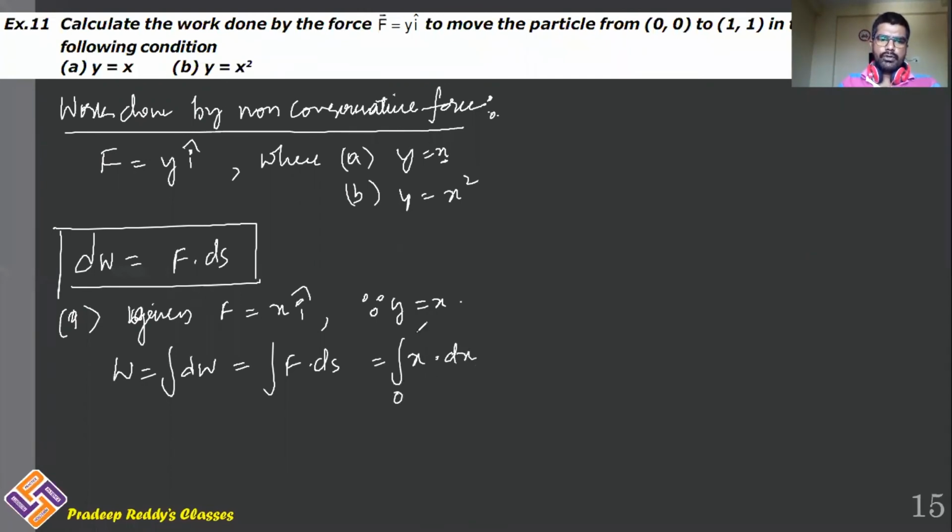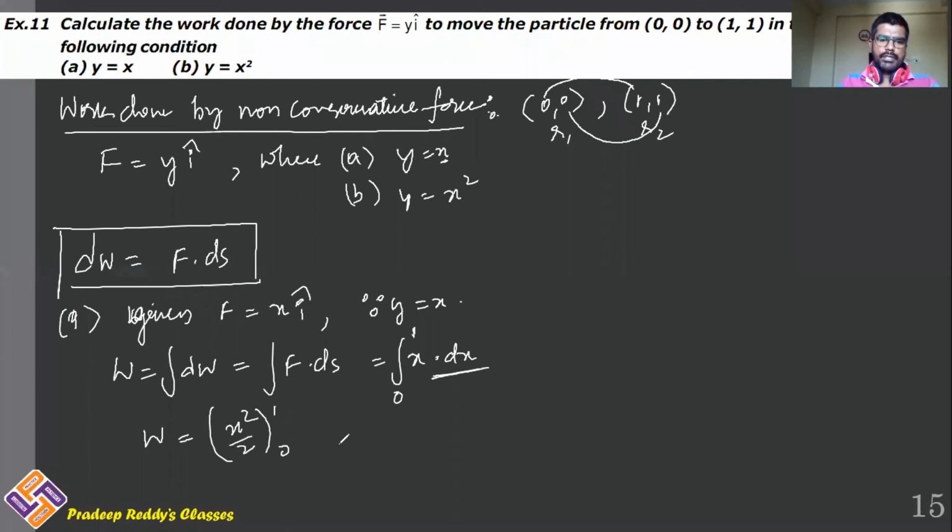Limits are from 0 to 1, since the particle is starting from 0, 0, that is r1. The final position is 1, 1. This is r2. Along x it is changing from 0 to 1. Along the y-axis it is changing from 0 to 1. So therefore along the x-axis I am substituting the limits 0 to 1 here. This gives you work done W is equal to x square by 2, with limits from 0 to 1. That is 1 by 2 minus 0, which is 1 by 2 joule.